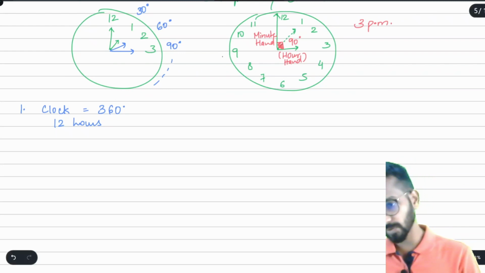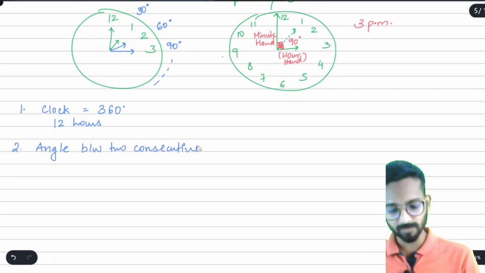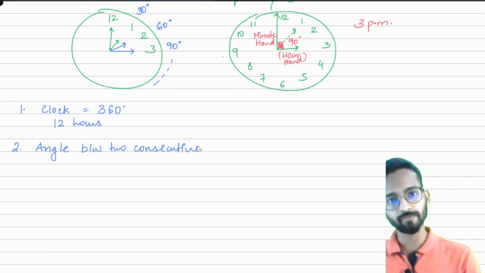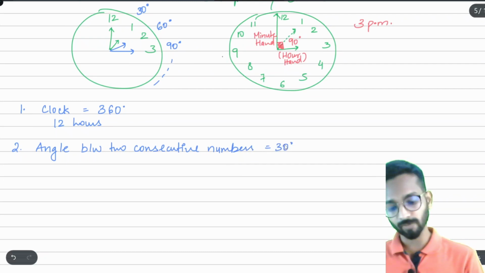Now what is our next point? Angle between two consecutive numbers. Consecutive numbers means 1 and 2, 2 and 3, 3 and 4, 4 and 5. Consecutive numbers will be 30 degree. It means what are we saying from this point?